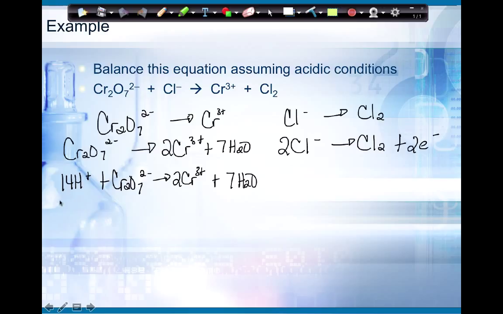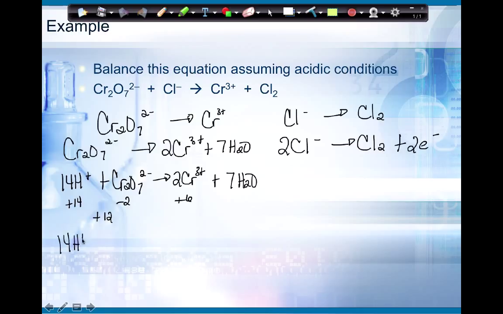Now I need to add electrons so I can get the charges to balance. Okay, so I've got a +6 on this side, and this will be 0. I'm not looking at oxidation numbers here, I am just looking at charges overall. So I have a -2, and then I have +14 here. +14 plus a -2 will give me a +12. Well, I'm going to add electrons to the more positive side so that they are both equal. So I'm going to add electrons to the reactant side.